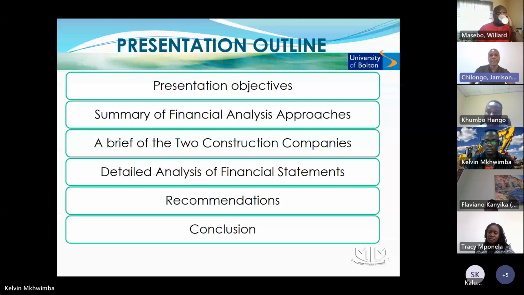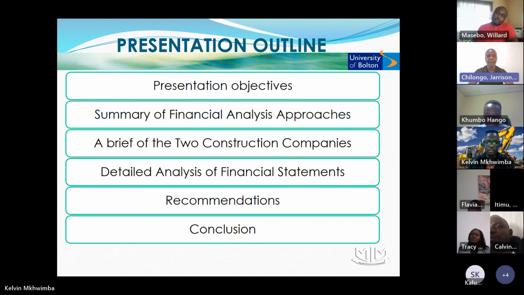In terms of the presentation outline, we'll first discuss the objectives, then we'll make a brief summary of the financial analysis approaches. Then we'll briefly discuss the two construction companies whose audited financial accounts have been analyzed. Thereafter, we'll proceed to the actual detailed financial analysis of the statements. We'll move next to the recommendations and we'll then conclude.